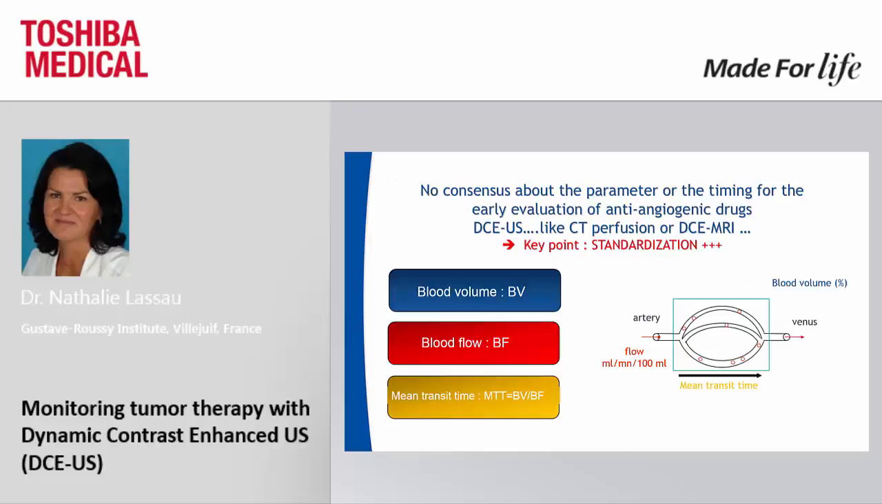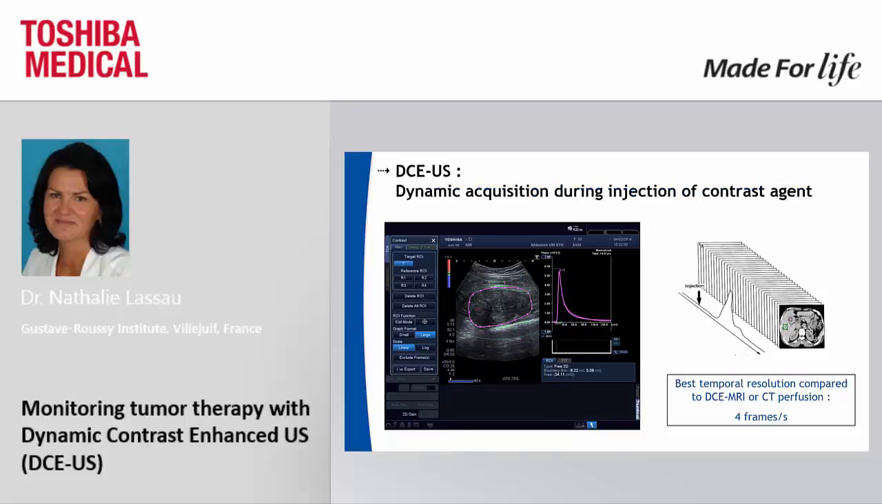So currently we have no consensus for the biomarker, and this is the same problem with DCE-US, CT perfusion, and DCE-MRI. We are able to calculate the blood flow, the blood volume, and the mean transit time, and currently no consensus. With the DCE-US, we standardize, and currently we have the best temporal resolution.